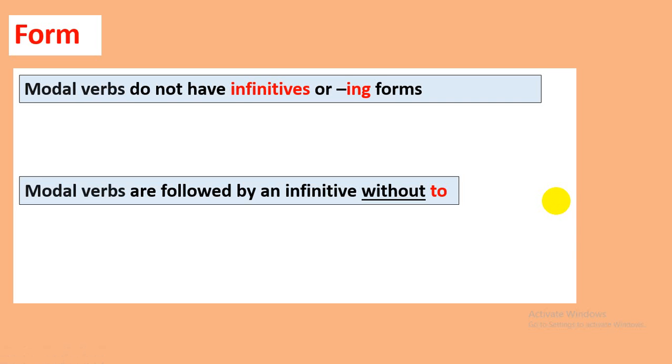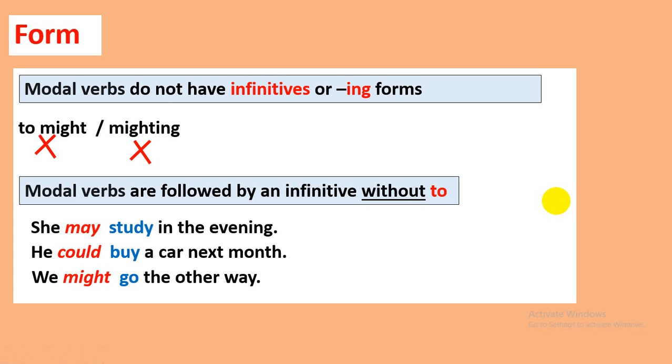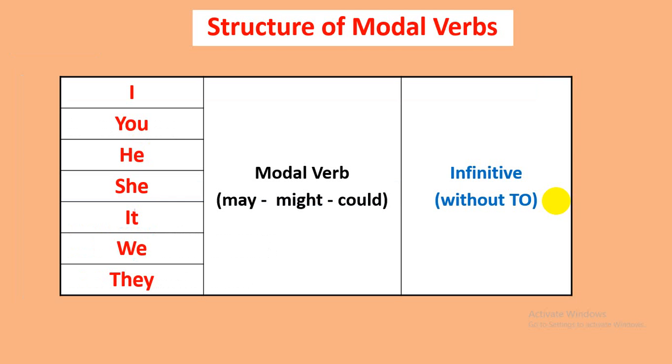Modal verbs do not have an infinitive or -ing form, so I cannot say "to might" or "mighting." So this one is wrong. Modal verbs are followed by an infinitive without to. Notice this one: she may study in the evening. He could buy a car next month. We might go the other way. So notice that the verb is an infinitive.